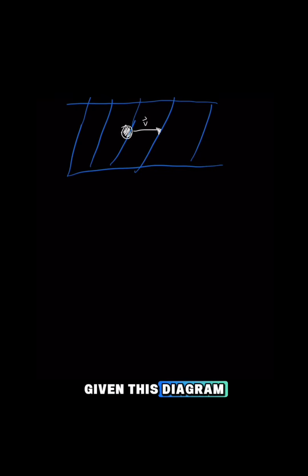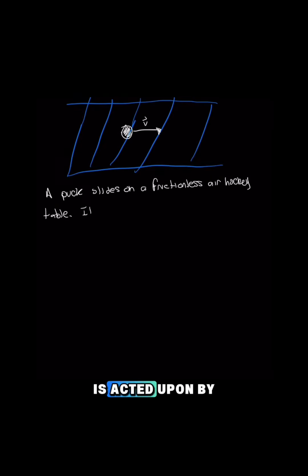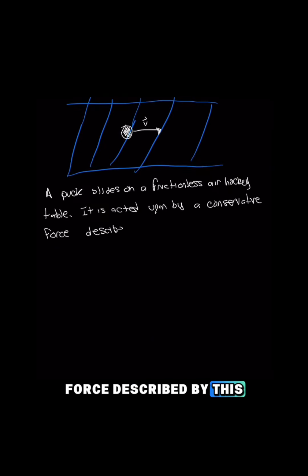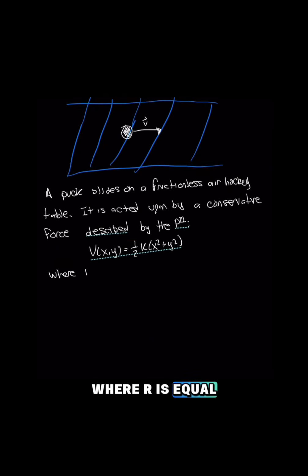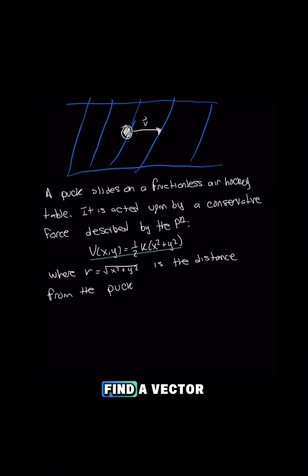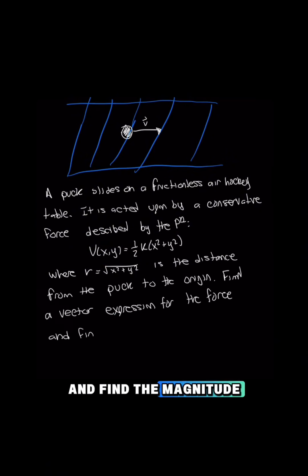Alright, so we are given this diagram where you have a puck on an air hockey rink, and the question says: a puck slides on a frictionless air hockey table. It is acted upon by a conservative force described by this function here, where r is equal to the distance from the puck to the origin. Find a vector expression for the force, and find the magnitude of the force vector.